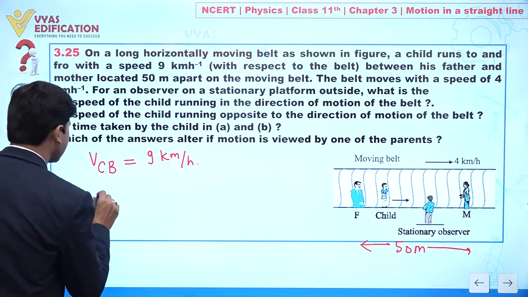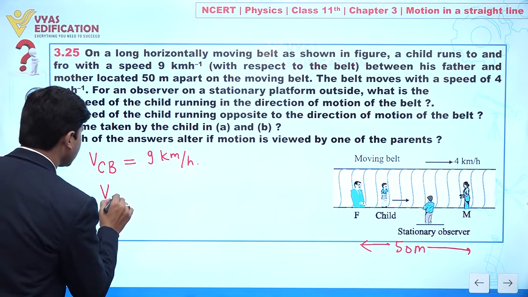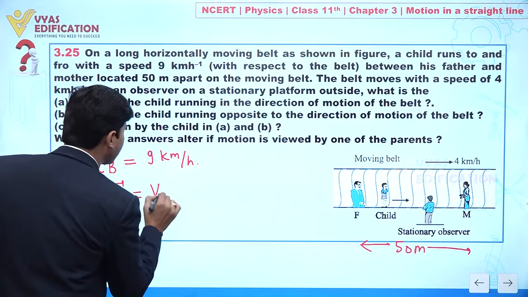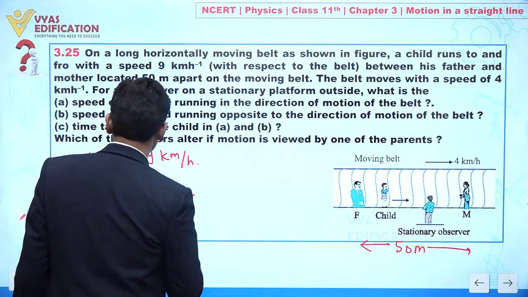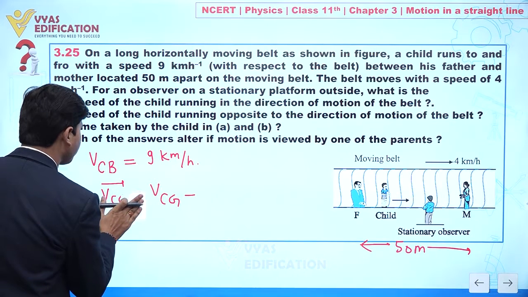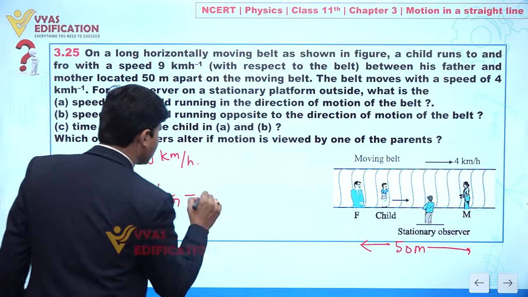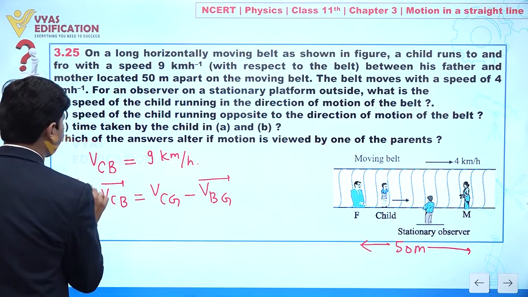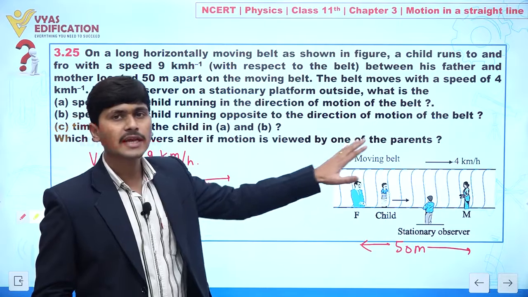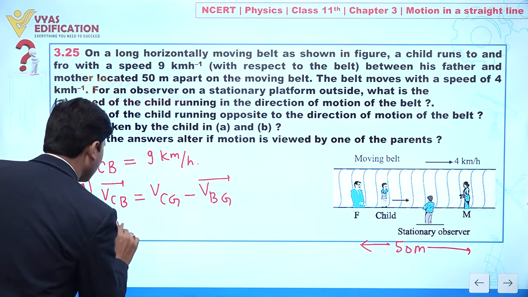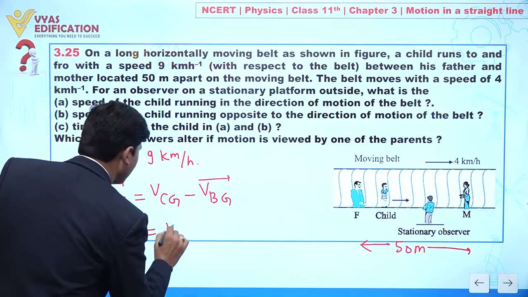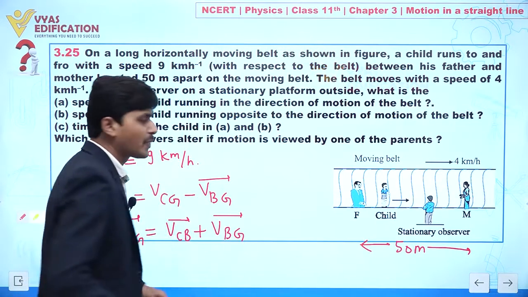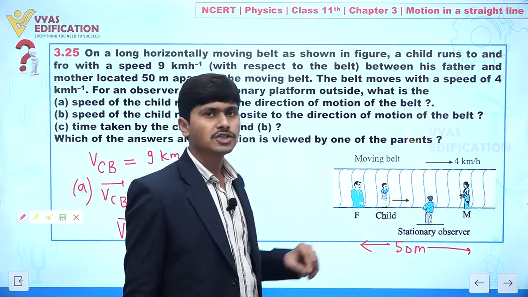So we can write like this, velocity of a child with respect to belt is given by velocity of child with respect to ground minus velocity of belt with respect to ground. Our objective in part number A is to find the speed of a child running in the direction of motion. So speed of child with respect to ground is written as velocity of child with respect to belt plus velocity of belt with respect to ground. Now the child is actually running in the direction of the belt.